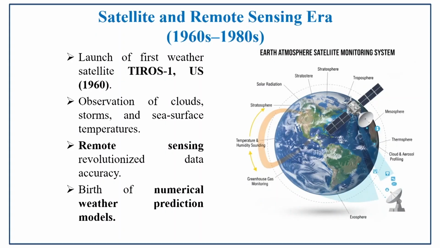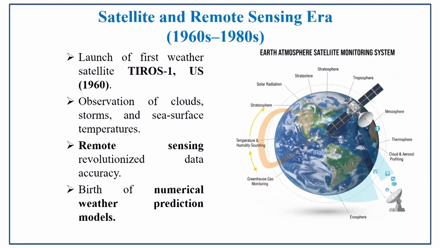The satellite and remote sensing era, 1960s to 1980s. The launch of the first weather satellites, that is TIROS, in the US in the 1960s. They observe clouds, storms and sea surface temperatures. Remote sensing revolutionized data accuracy, and numerical weather prediction models evolved in this era.